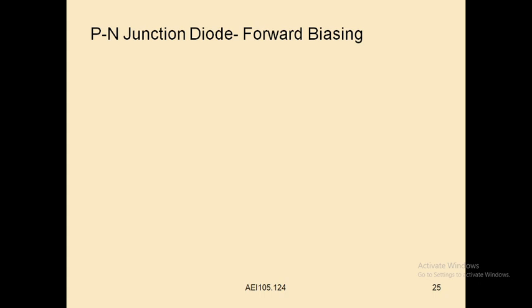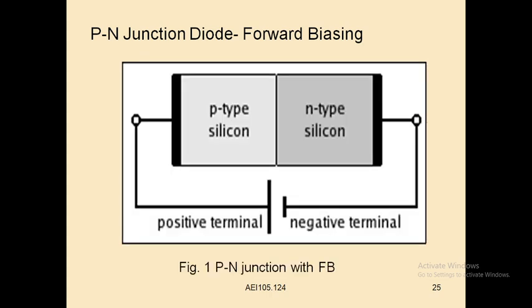Here, coming to the working of the PN junction diode, we have three different modes of operation. The first one is no application of voltage. The second one is the forward biased condition. The third one is the reverse biased condition. Now we are discussing the forward biased condition.